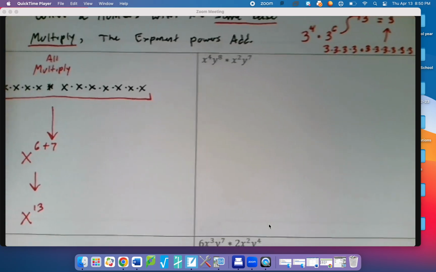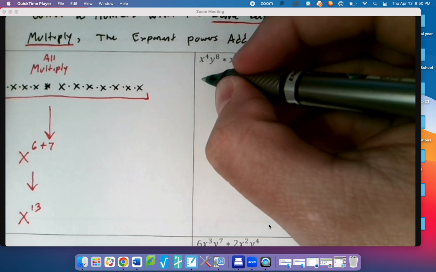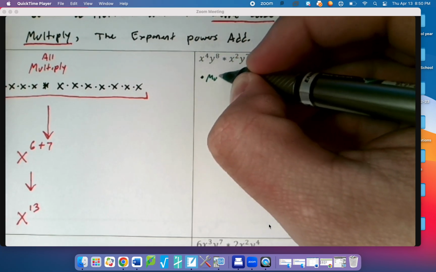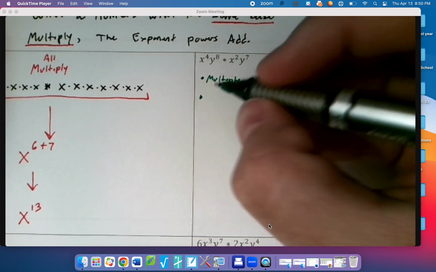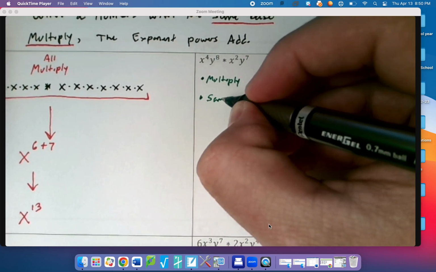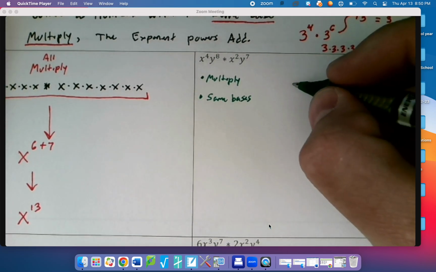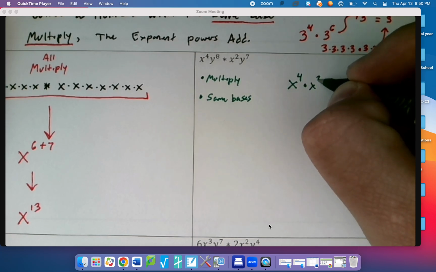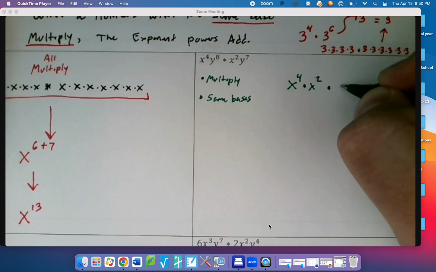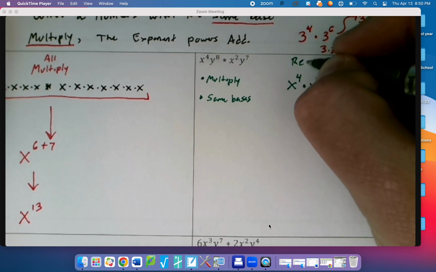If we have multiple letters in the same problem, we still have to have both of our criteria. We still have to multiply, and we have to have the same bases. So what I'm going to do is I'm going to rewrite this as x to the 4th is multiplying x to the 2nd, and then y to the 8th is multiplying y to the 7th. So we're going to reorder them.